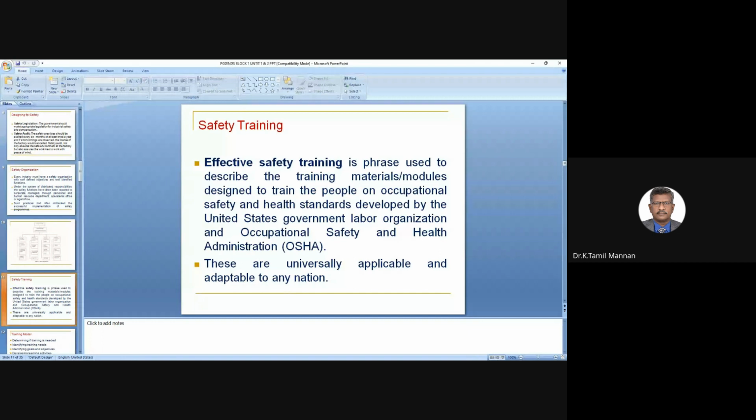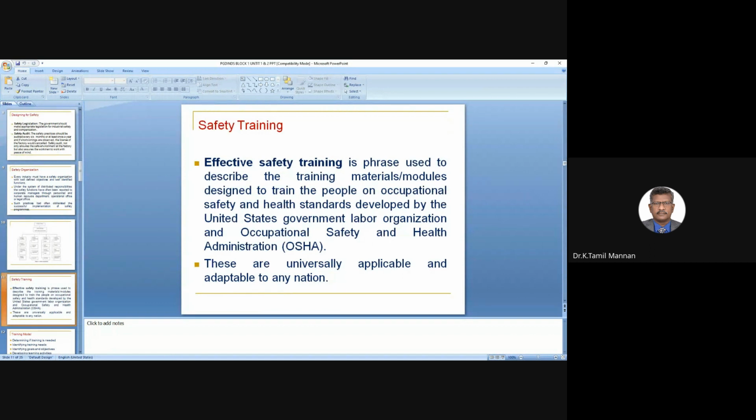Safety training. Effective safety training plays a very important role for each and every industry or workplace. Safety training describes the training materials and training module design, which are used to train the people. So standard training materials mean the guides, various training materials.